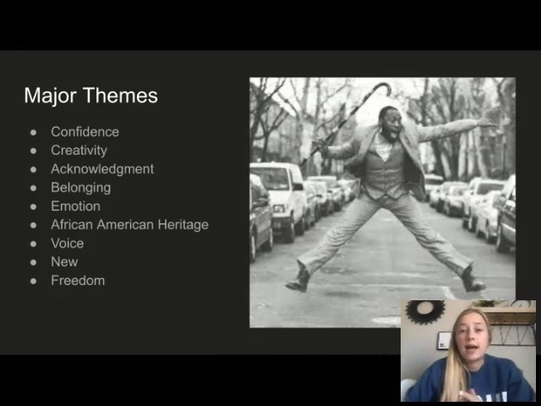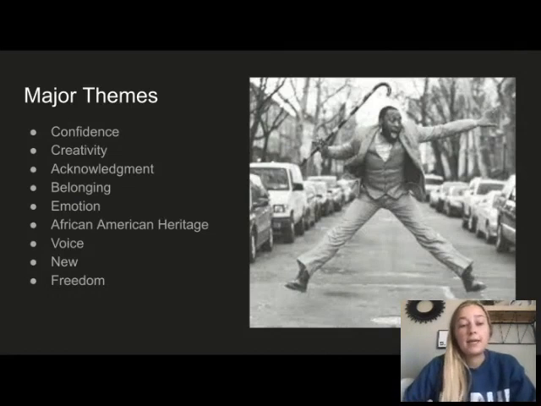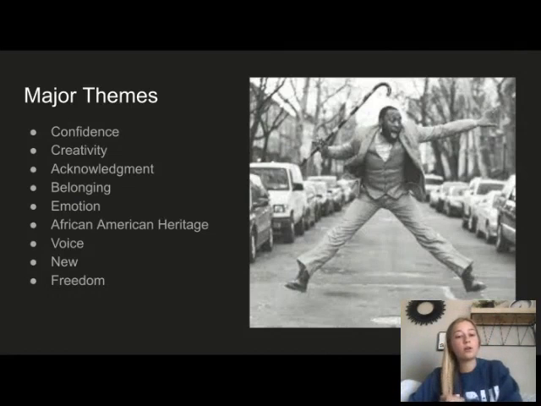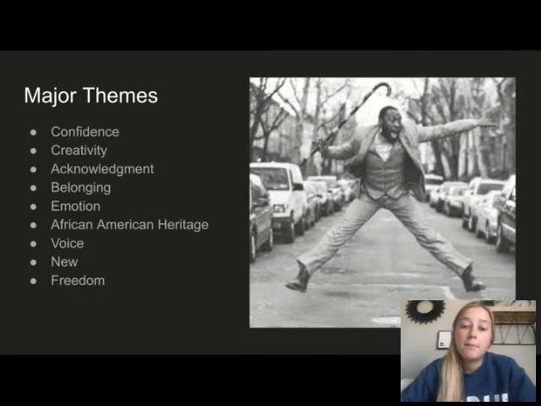Acknowledgement, because it was the first time that African Americans were being acknowledged for their viewpoints on what was going on in the world. I mean, not the first time, but it was more common during this Renaissance than it was before. Belonging, because they were all going through this together, and that was something that they could bond with and belong to this Renaissance, and that they were finally getting a voice.